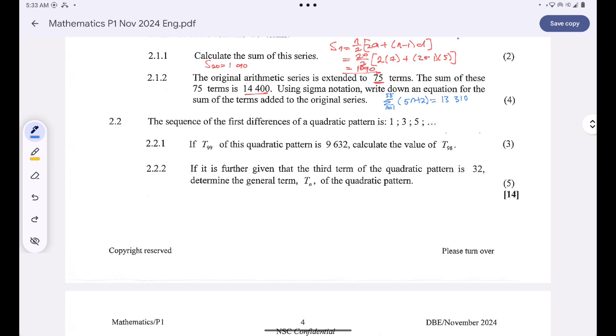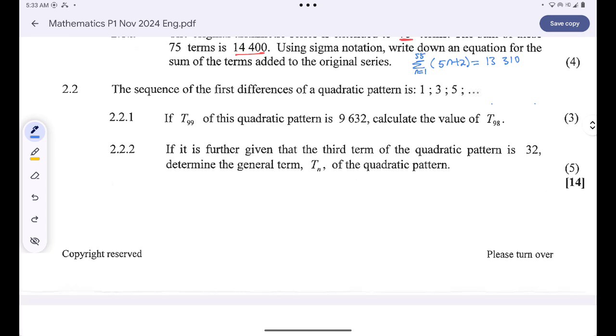So over here we are told that this sequence represents the first difference of our quadratic pattern. Since we are not given the first term in our quadratic number pattern, I can assume that, okay, let's just say the first term is equal to x, né?